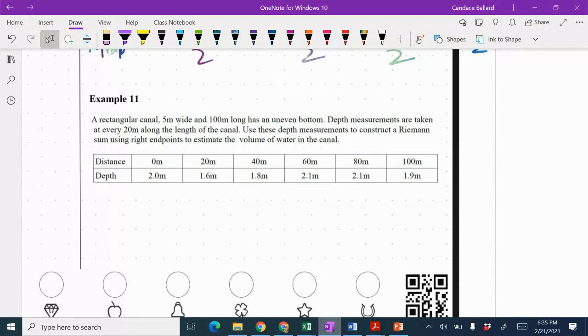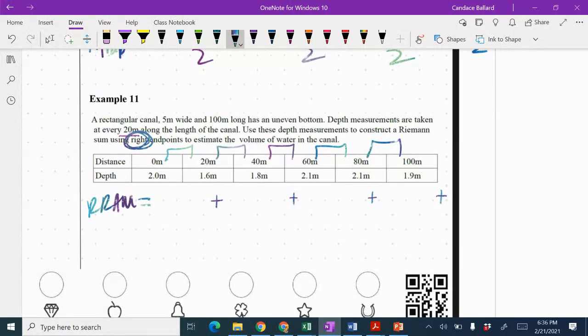In this one, they give us a scenario: a rectangular canal 5 meters wide, 100 meters long, with an uneven bottom. Depth measurements are taken every 20 meters along the length of the canal. Use the depth measurements to construct a Riemann sum using right endpoints to estimate the volume of the water in the canal. They didn't give us where to go to and from, so typically we use the whole table unless they state otherwise. It did say we wanted an RRAM, and if I count the number of places, I see 1, 2, 3, 4, 5 rectangles. So I'm going to set up for 5.